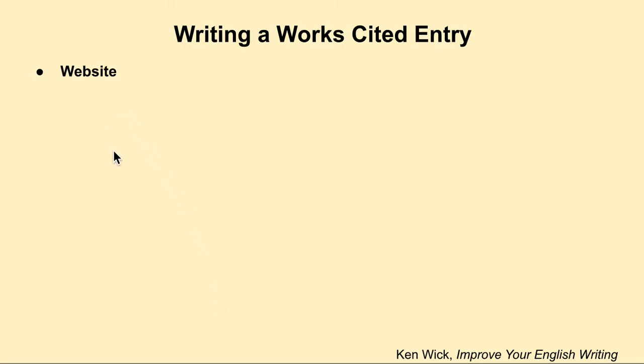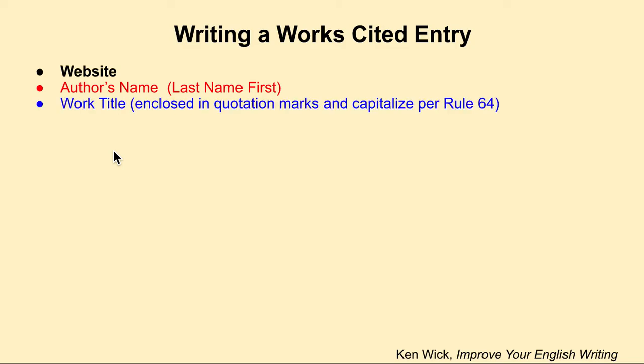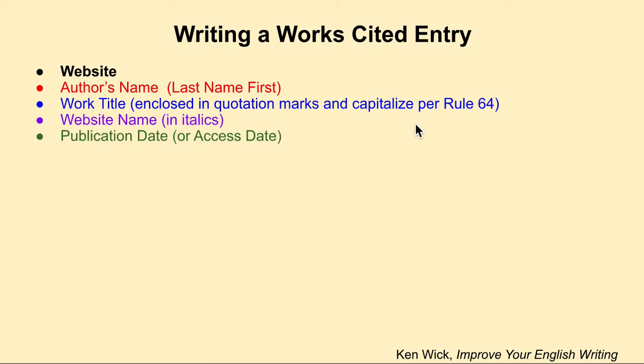So for a website, once again, you have the author's name, last name first, the work title enclosed in quotation marks, capitalized per Rule 64, the website name in italics, the publication date or the access date, the DOI or URL, and you can omit the HTTP. I guess with a website you won't have a DOI, you should have a URL, and you can omit the HTTP.